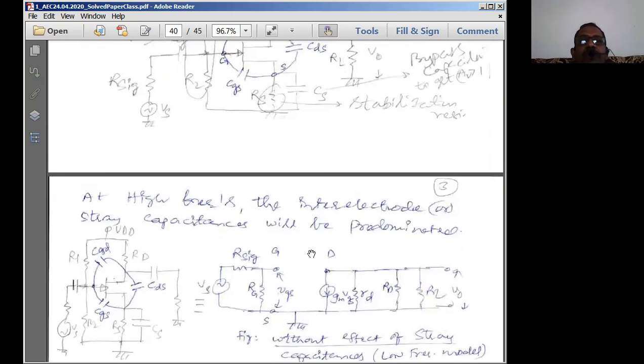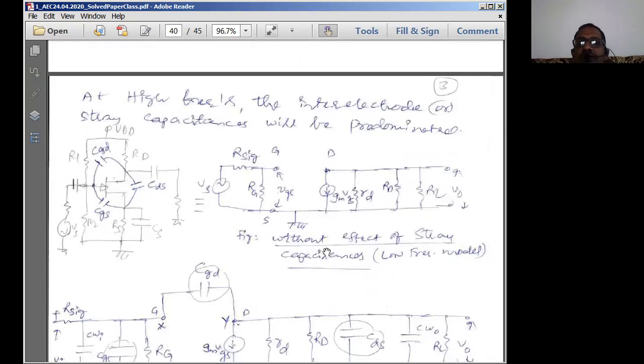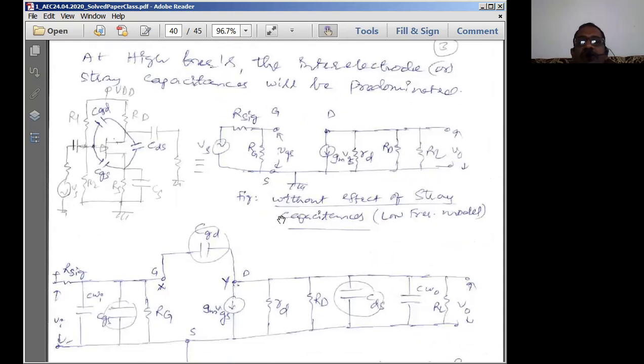In the previous slide, we discussed the AC equivalent circuit of the FET amplifier at low frequencies, without the stray capacitances. We simply drew the low frequency analysis, where we replaced all the capacitors by a short circuit: CS is replaced by a short circuit, CC1 replaced by a short circuit, CC2 replaced by a short circuit. Thereby we get this particular equivalent circuit.